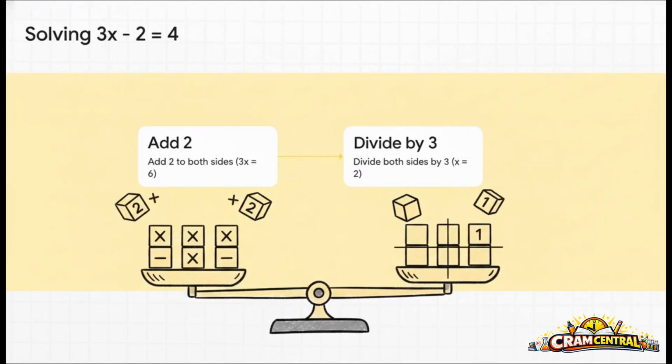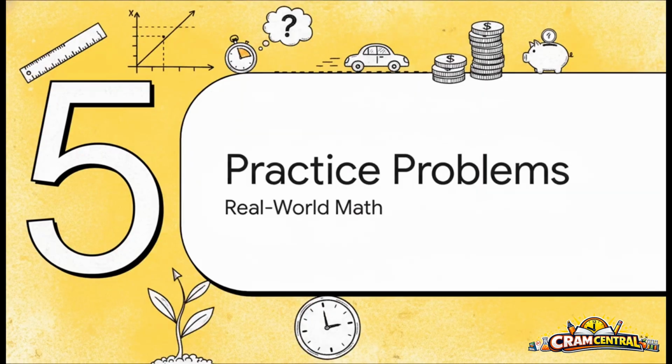Let's see this balance in action with the equation 3x minus 2 equals 4. Our ultimate goal here is to isolate x. First, we want to get rid of that minus 2. So, we add 2 to the left side, but remember our balance rule. We have to add 2 to the right side as well. That gives us 3x equals 6. Next, to get x completely by itself, we divide the left side by 3. Doing the exact same thing to the right side, 6 divided by 3 leaves us with x equals 2. We just isolated the variable without ever disturbing the equilibrium. Section 5. Practice problems and solutions.